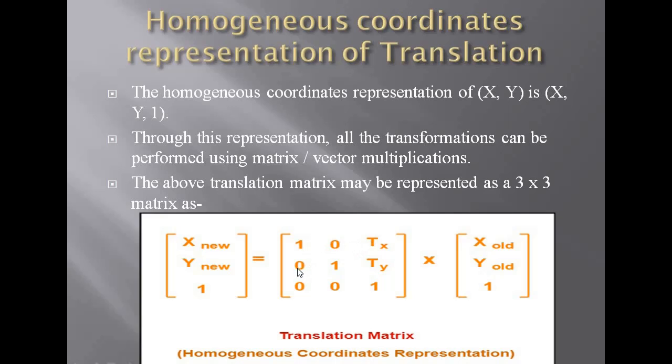Then in this row you will multiply with this column. First, 0 multiplied by x old is 0, plus 1 multiplied by y old is y old, then ty multiplied by 1 is ty. Here you will get y old plus ty. After that, in the third row, 0 multiplied by x old is 0, 0 multiplied by y old is 0, then 1 multiplied by 1 is 1. This gives you the homogeneous coordinate matrix values, which are the same as you solved in the previous slide, that is x old plus tx and y old plus ty. You will get a new x and y.